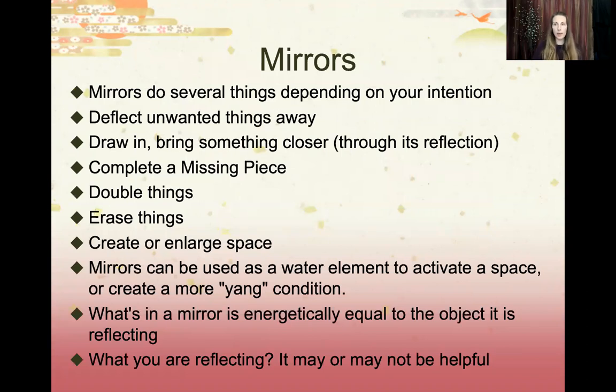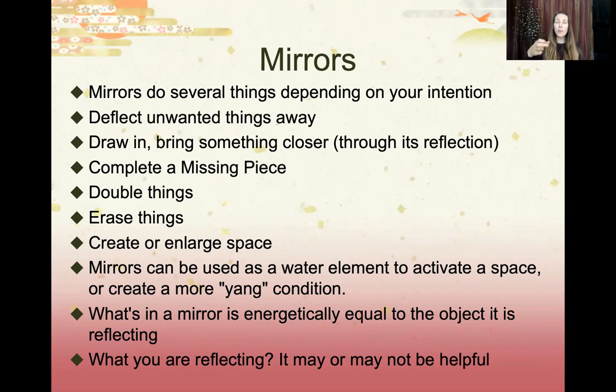So we're going to spend a fair amount of time on mirrors and crystals because they have such an ability to do so many different things. When we look at how we can use mirrors in Feng Shui, mirrors do several things depending on the intention and the desired outcome we're going for. So mirrors can deflect unwanted things away. So if your neighbor's house is really close to you, you can put a mirror facing outward to push it away. Mirrors can draw things in or bring things closer through their reflection.